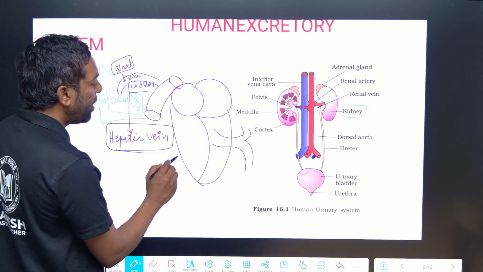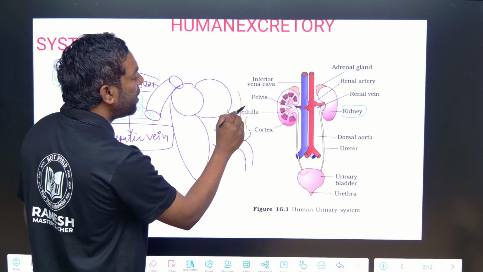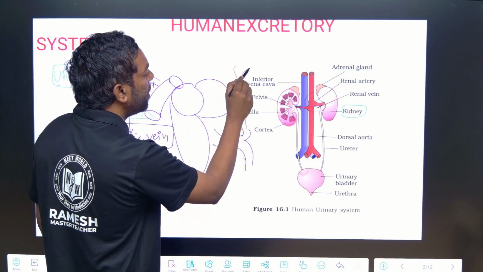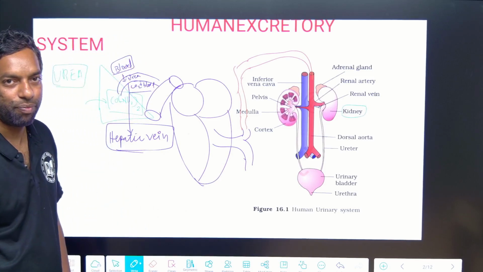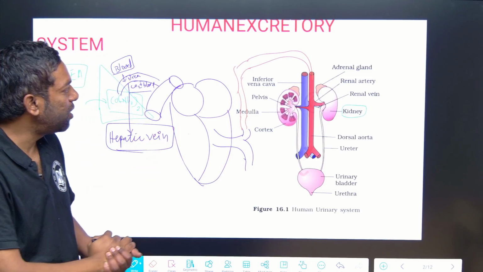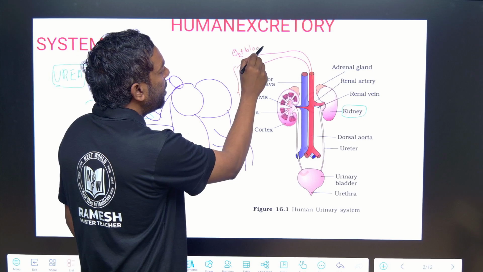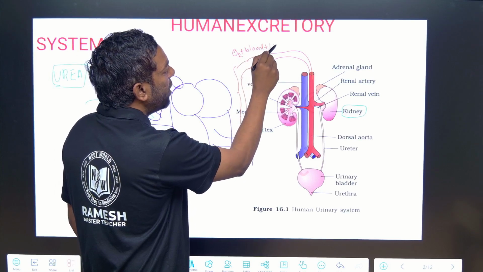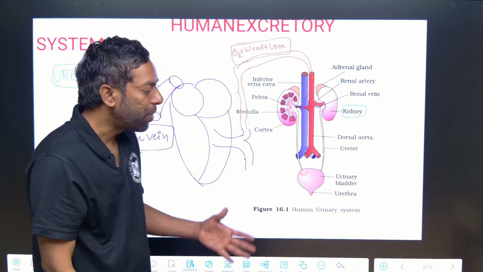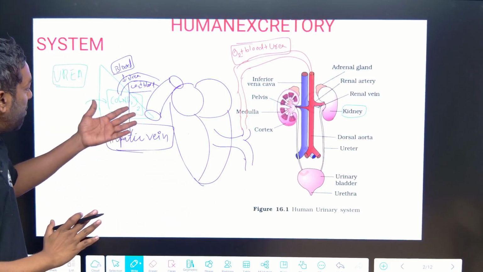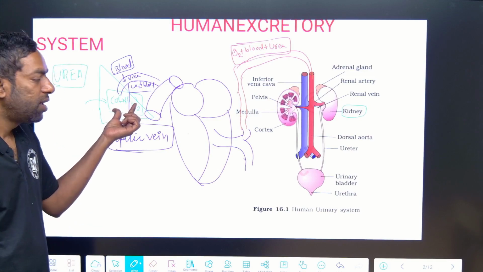Guys, this aorta is further divided into the renal artery. The renal artery carries oxygenated blood plus urea. Once again, coming to this picture, urea is produced in the liver.